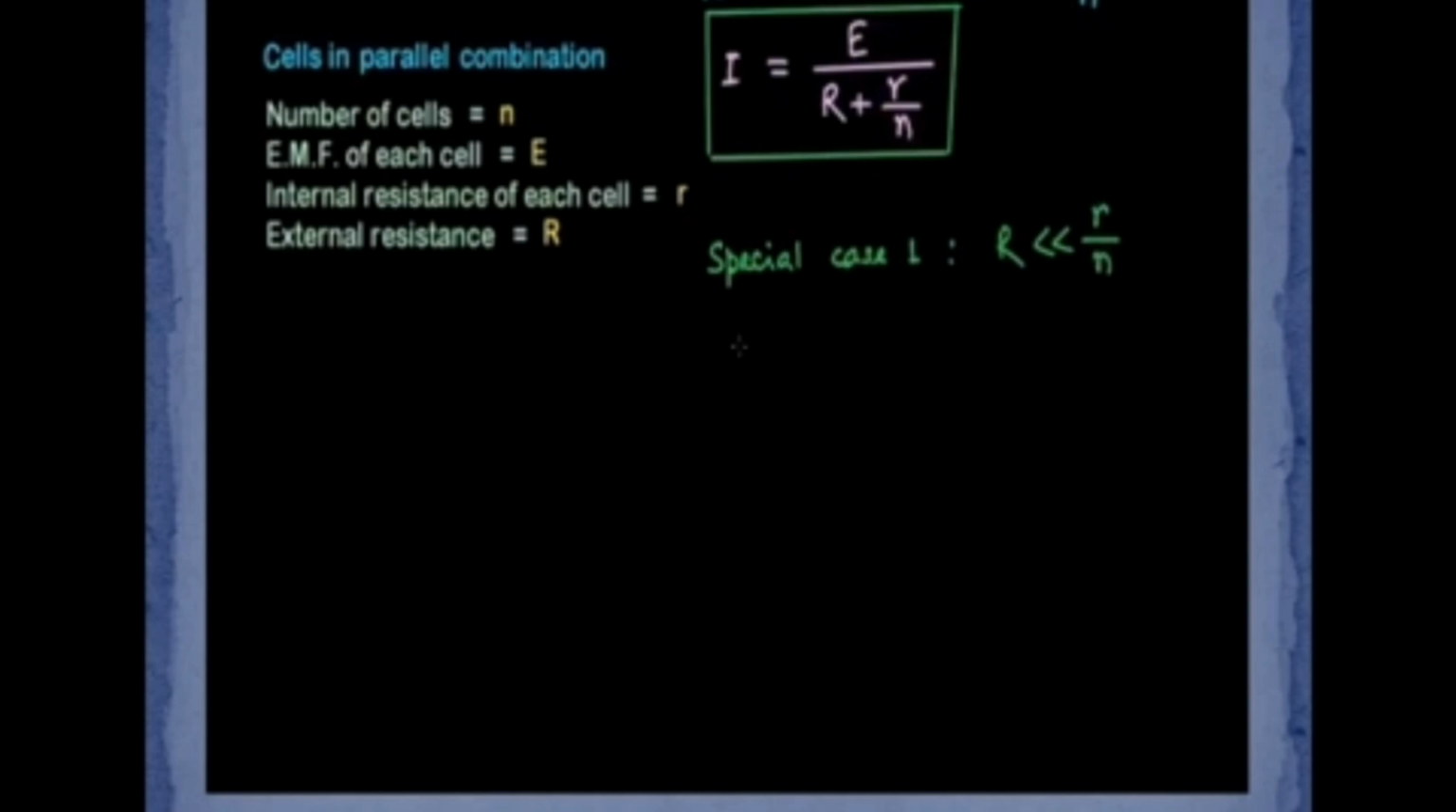So first special case. Suppose we are taking that external resistance R is very much smaller than that r by n. So what will happen? We have to put 0 for that r by n. So R is a very small value, so r by n is a greater value, so that R will become 0. So we can write I equal to E by r by n, or we can take up that n into the numerator. We can write I equal to nE by r. So this is n number of E by r value.